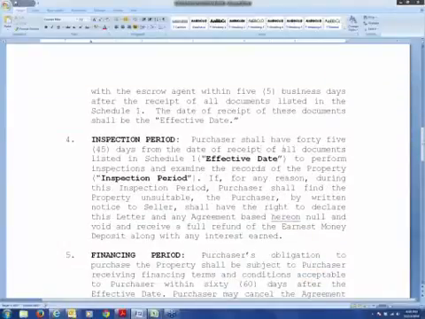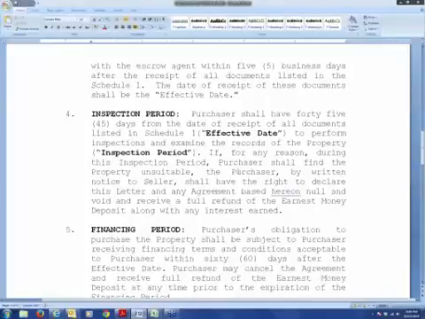Now, the effective date, the purchase shall have, in this particular case, I'm asking for 45 days from the date of receipt of all the documents listed in Schedule 1, that's the effective date, to perform the inspections and examine the records, okay? We all know how the inspection period works.